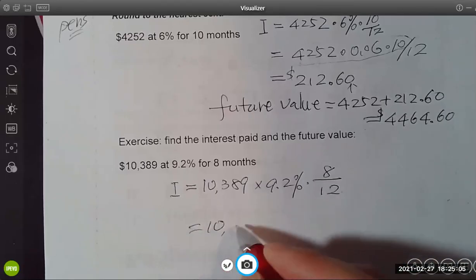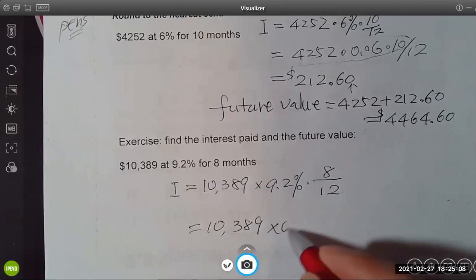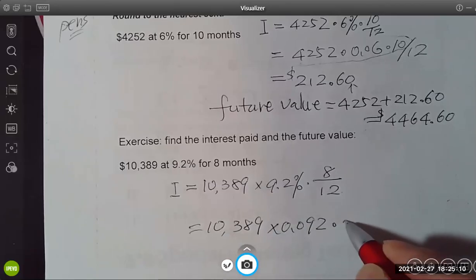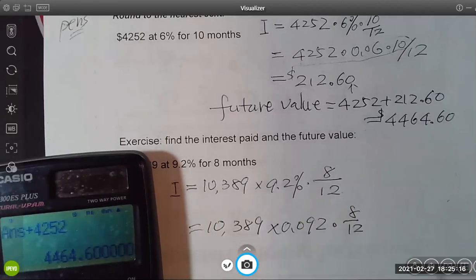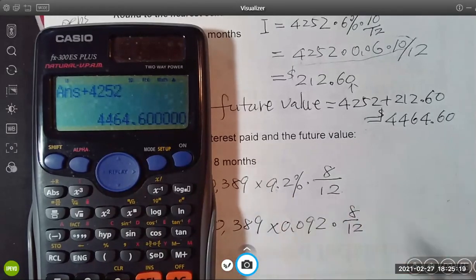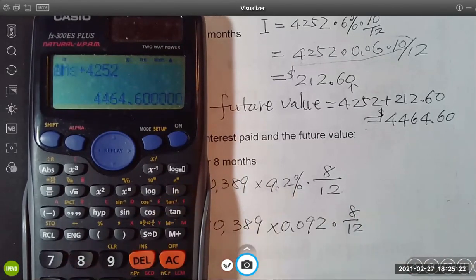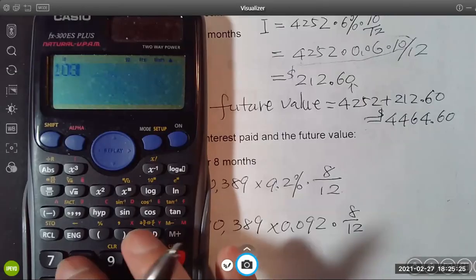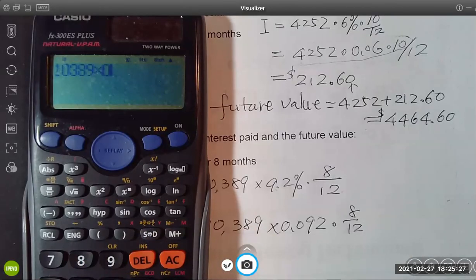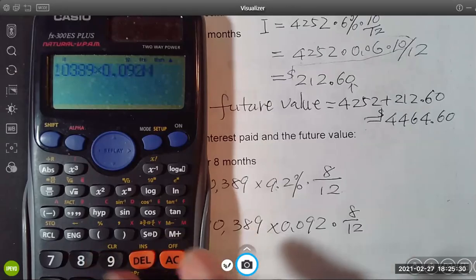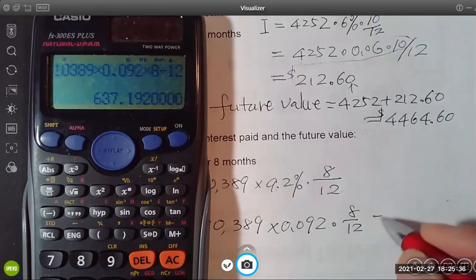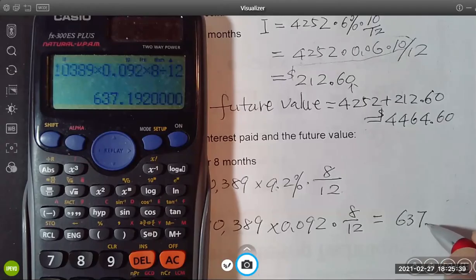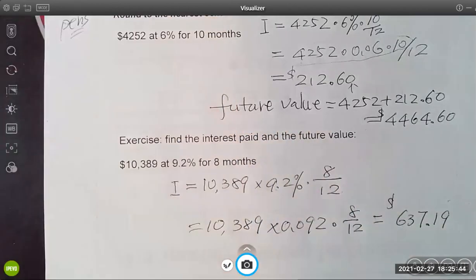So 10,389 times 0.092 times 8 over 12. Make sure you convert percent to decimal correctly by moving the decimal point to the left 2 places. So we get 10,389 times 0.092 times 8 divided by 12. So this equals $637.19. So we round to the second digit. Since the third one is smaller than 5, we just truncate it.